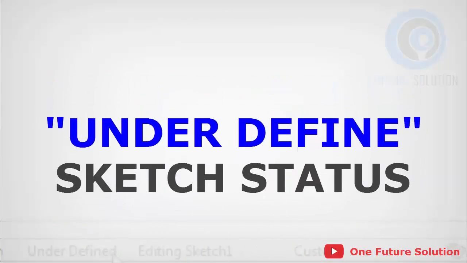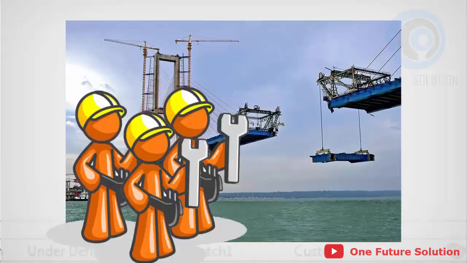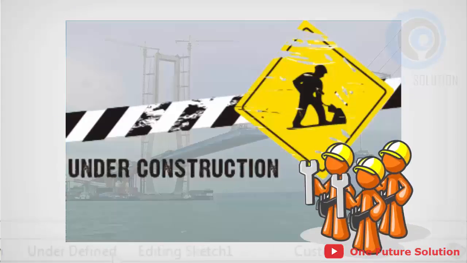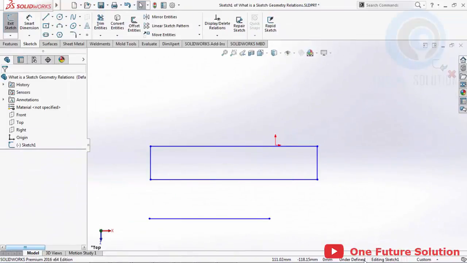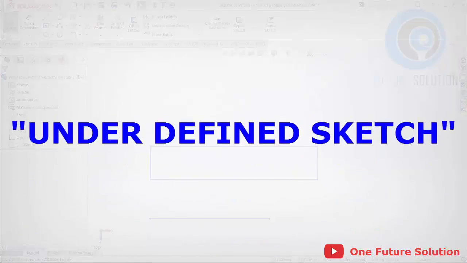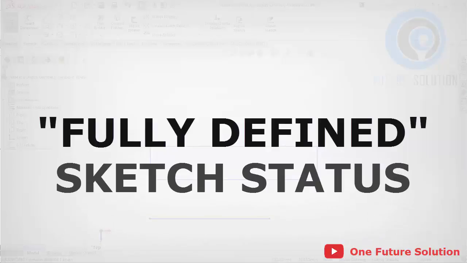Underdefined sketch status. This is the same as when we build a building. When engineers and laborers build a building, we often find an under construction board around that area. That notification tells us the building is being processed and we should be more careful in that area. Same as when we are sketching in SolidWorks, underdefined sketch tells us that our sketch is still being processed. In other words, we are still building our sketch until we get the sketch shape or sketch profile that we want.